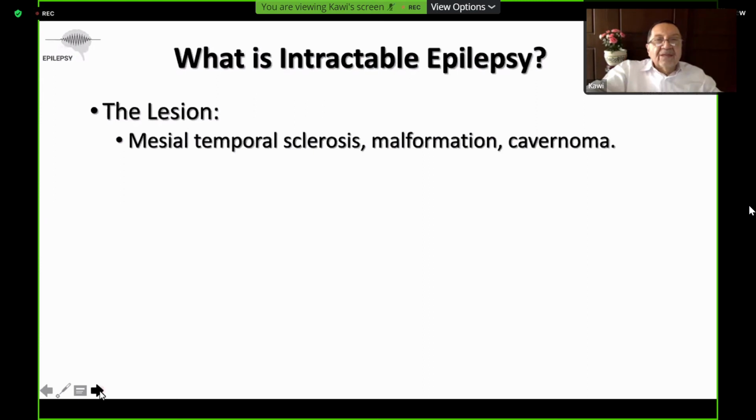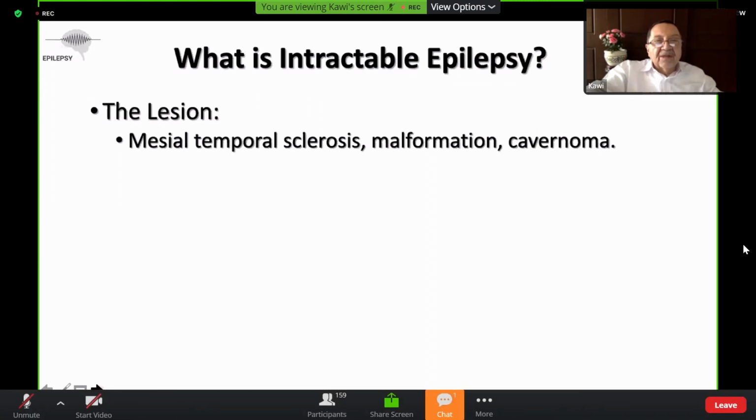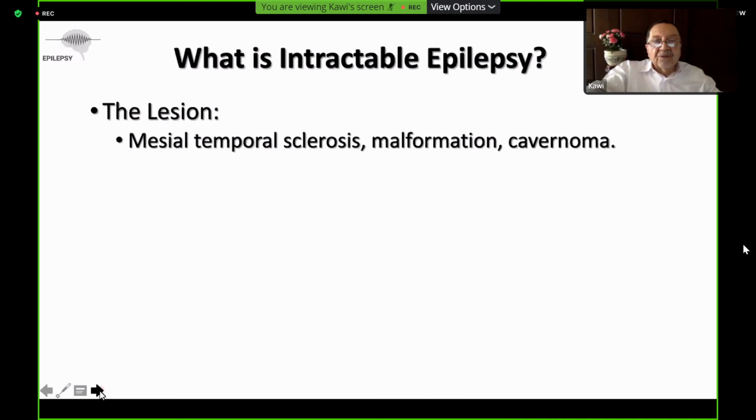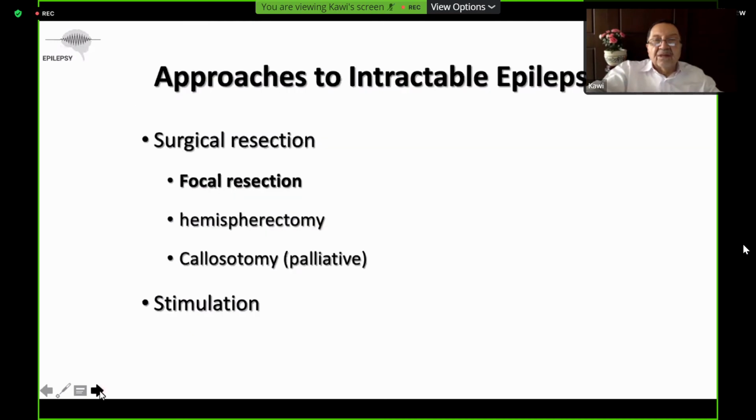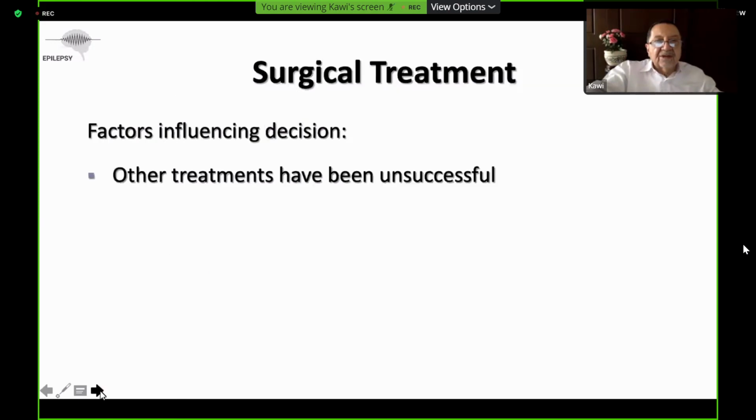So intractable epilepsy, either caused by the lesion when there is mesial temporal sclerosis or malformation, or the illness itself, the recurrent seizures, or the predicament. There is a social predicament with intractable epilepsy, psychological and economical. How do we approach it? Either by surgical focal resection, or by hemispherectomy, or by callosotomy. All of these are neurosurgical procedures, or by inserting devices that stimulate certain areas of the brain.